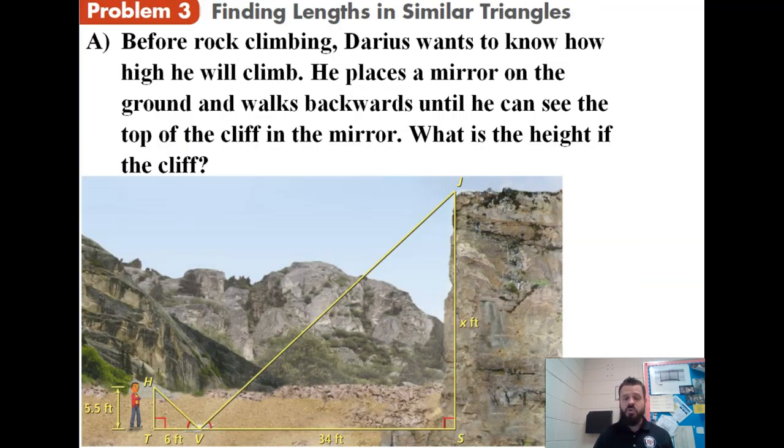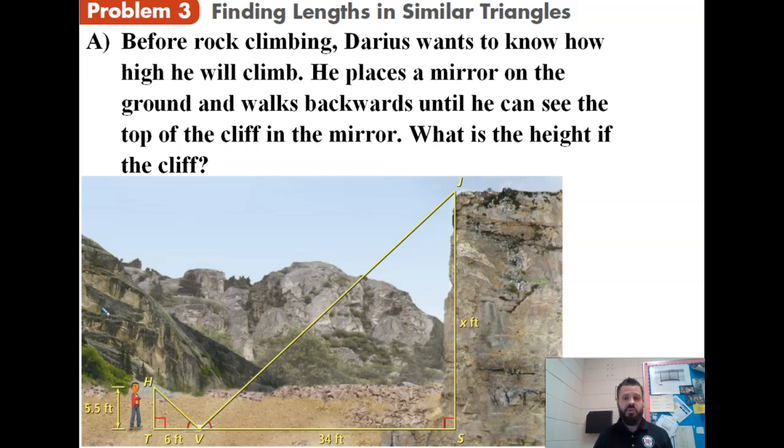So we're going to take a look at two indirect measurement tricks we can use that both use similar triangles and are both actually very simple to use. First one involves measurements and a mirror. Problem 3 part A says, before rock climbing, Darius wants to know how high he will climb. He places a mirror on the ground and walks backwards until he can see the top of the cliff in the mirror. Okay, he's also got a few dimensions measured out. What's the height of the cliff?